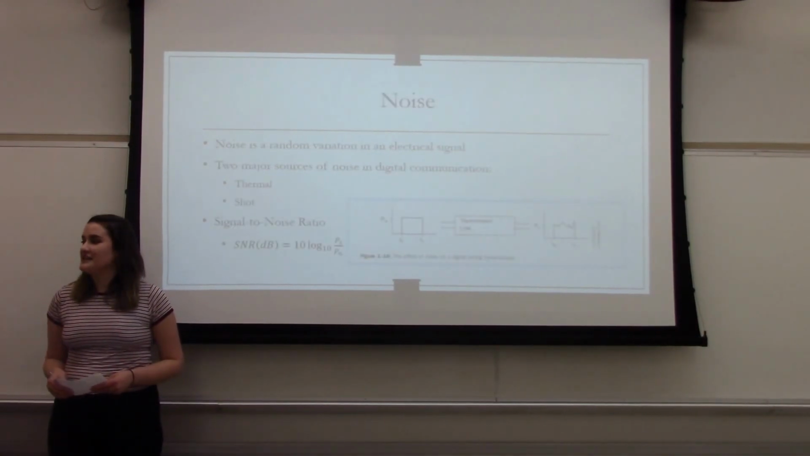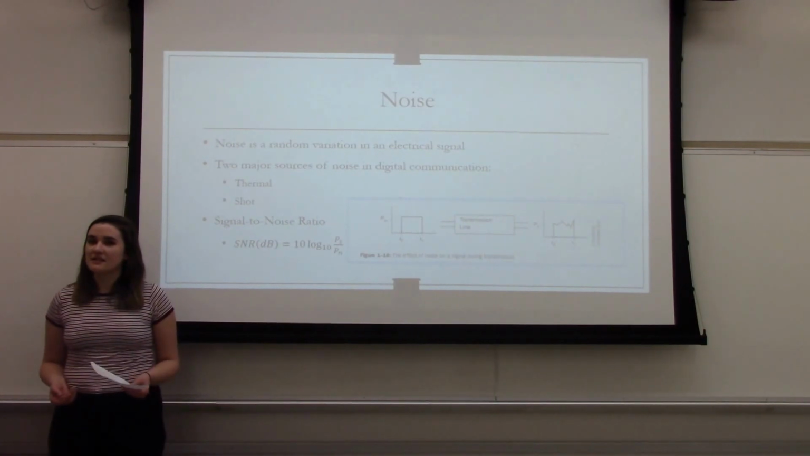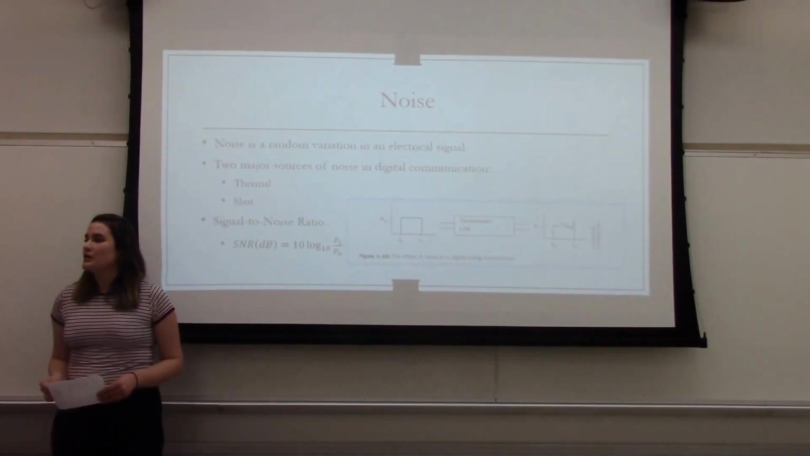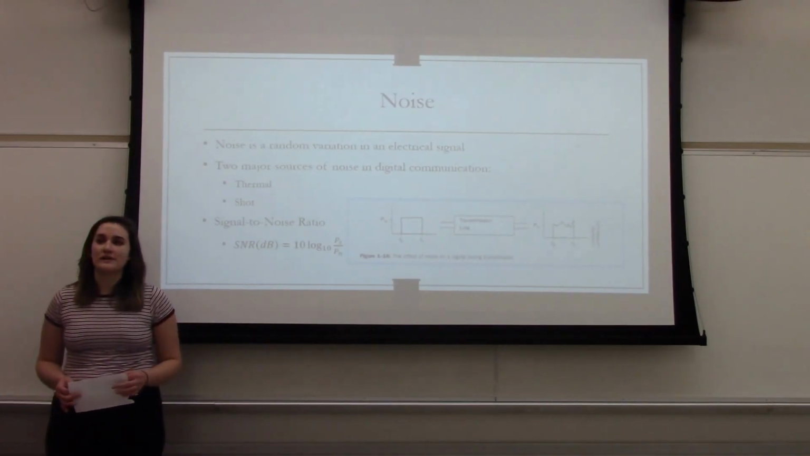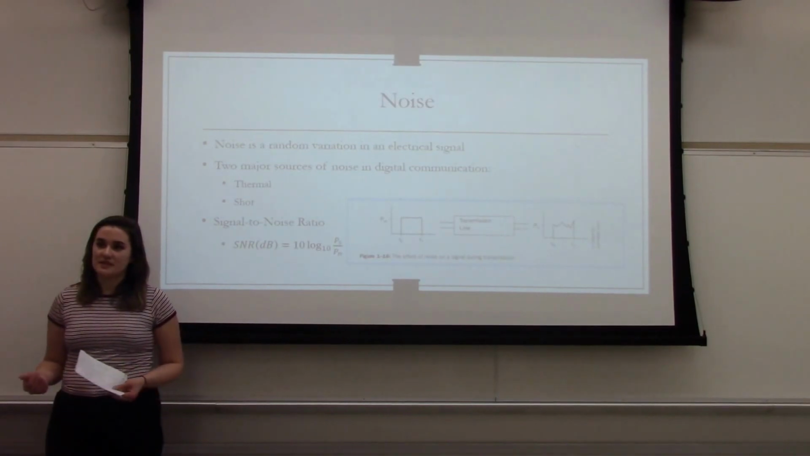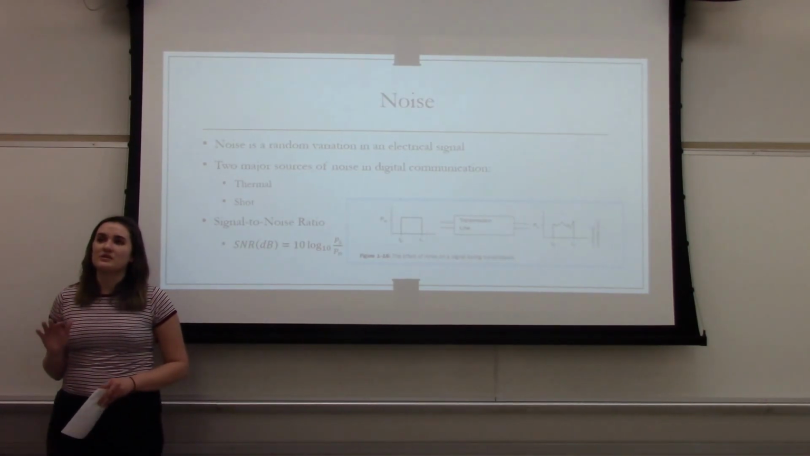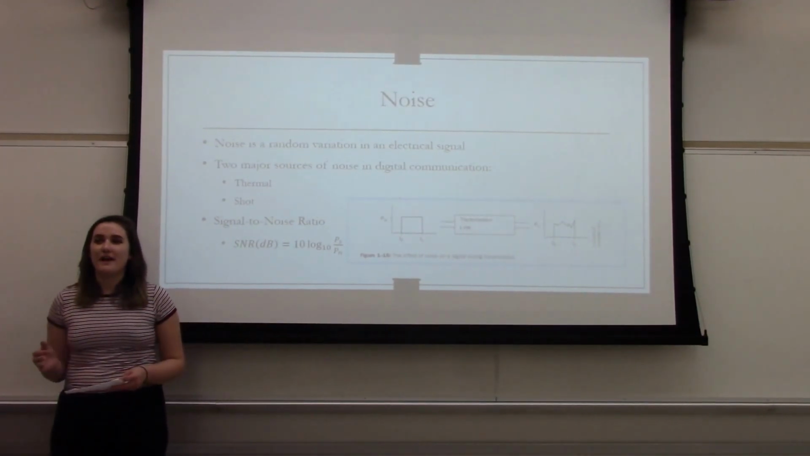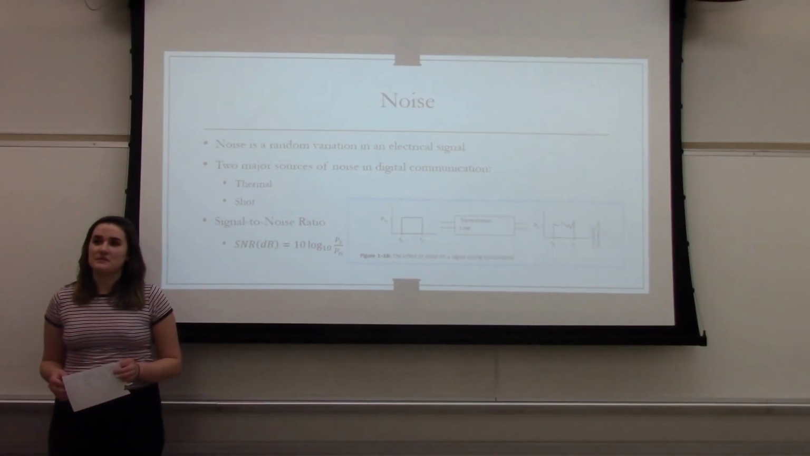Noise is a random variation of an electrical signal. In 1918, Walter Schottky found two major sources of noise in digital communication. One is thermal. Thermal noise happens when applied voltage goes on a semiconductor or a conductor, and when that happens, the temperature increases on the transmission line.